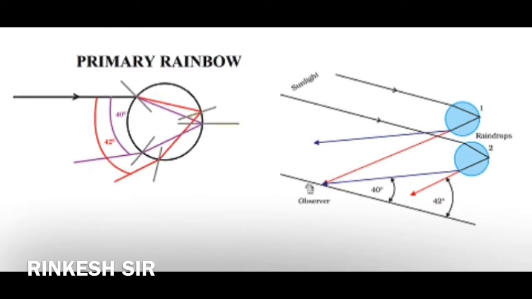Thus, you can say that primary rainbow is a result of a three-step process, that is refraction, reflection and refraction again. See here, this is the first refraction, second the internal surface reflection and third refraction.